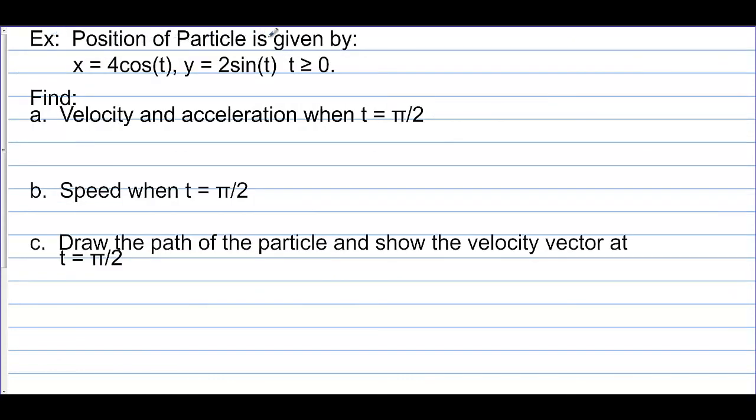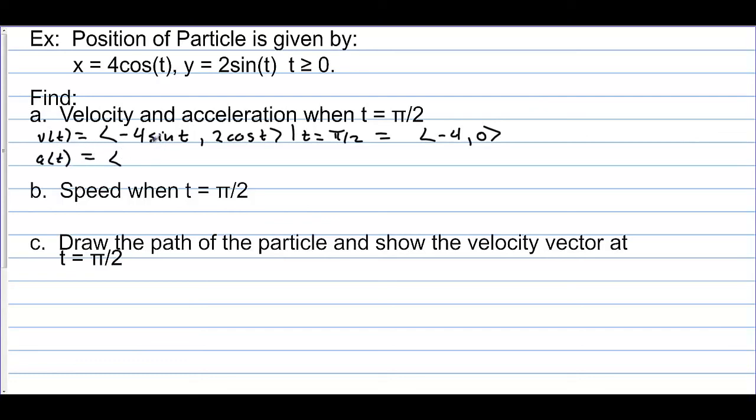Another example, position of particles given by these two functions for x and y when t is greater than or equal to 0. Find the velocity and acceleration when t is equal to pi over 2. Alright, so we have the velocity is equal to negative 4 sine of t, comma, 2 cosine of t, and we're evaluating that when t is equal to pi over 2, which is equal to, let's see, the sine of pi over 2 is 1, so that's going to be negative 4, and the cosine of pi over 2 is 0.